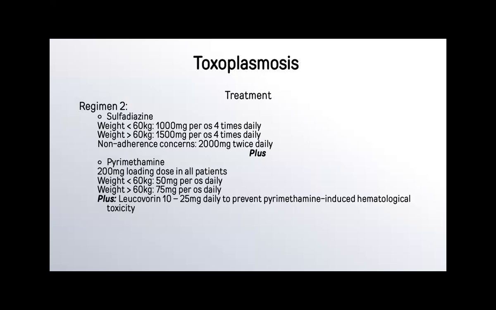This goes with pyrimethamine, which is administered at a loading dose of 200 milligrams in all patients. And then again, patients who are 60 kgs or less get 50 milligrams per day, and patients weighing more than 60 kgs get 75 milligrams per day, as well as adjunctly with leucovorin 10 to 25 milligrams daily to prevent pyrimethamine-induced hematological toxicity.